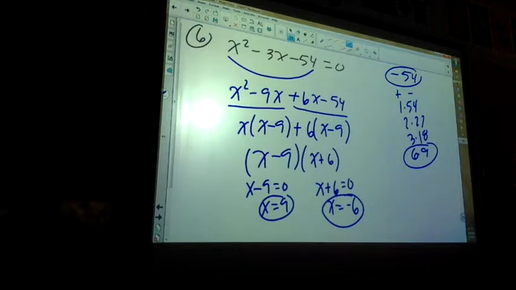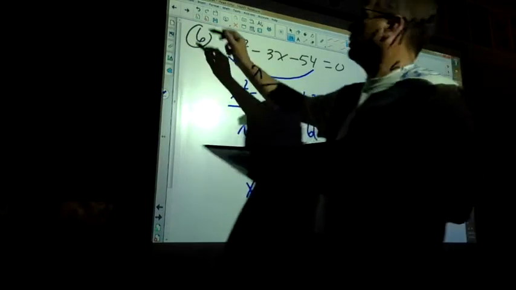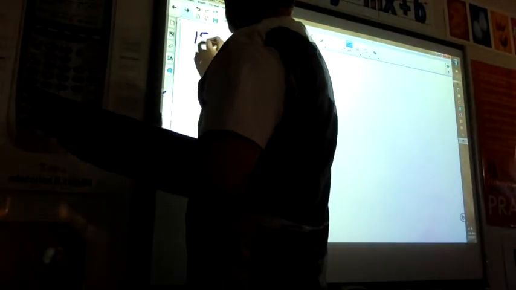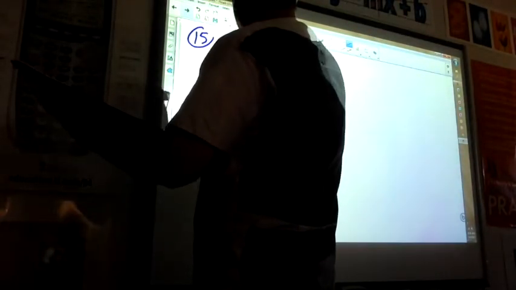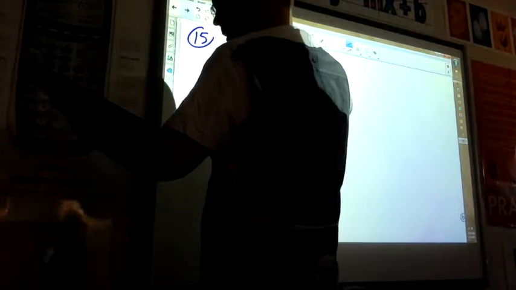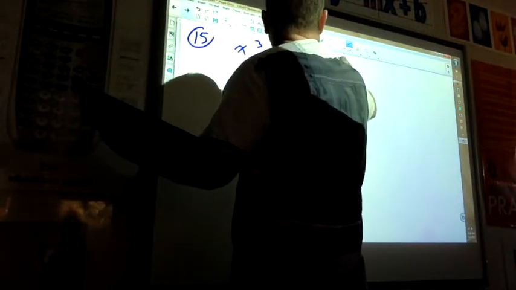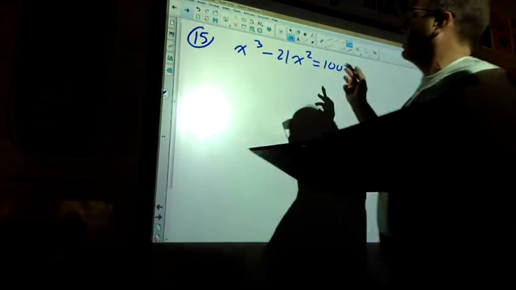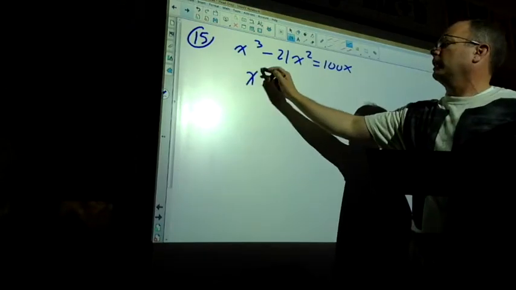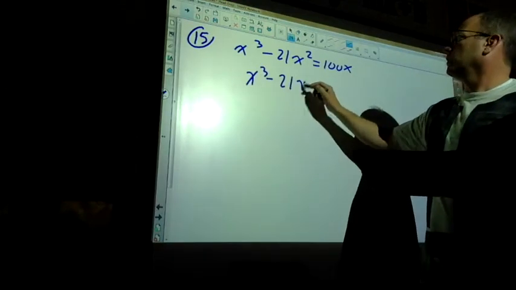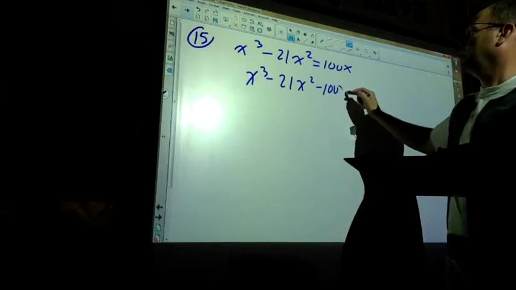All right, backside. 15. That one's hard. 15 is raised to the 3rd power. So at this point, we should, bless you. Thank you. All right, so let's move the 100 over so I get this. Is that all right so far?